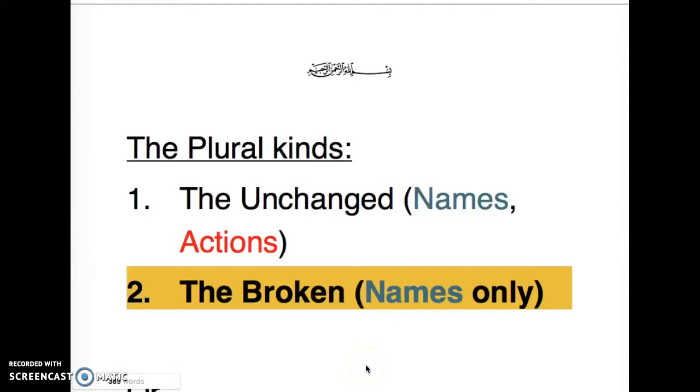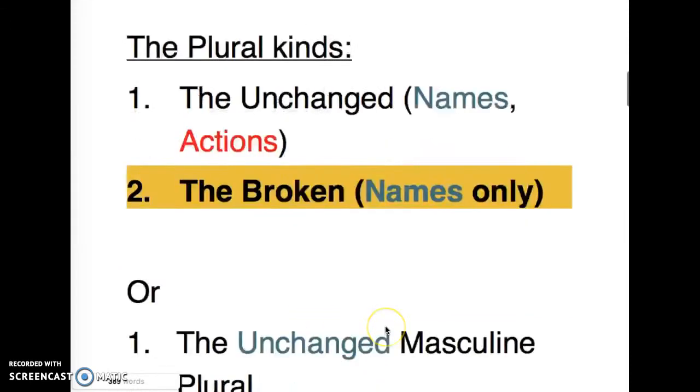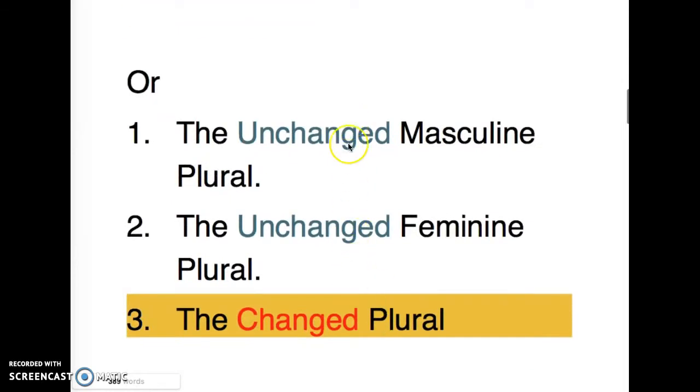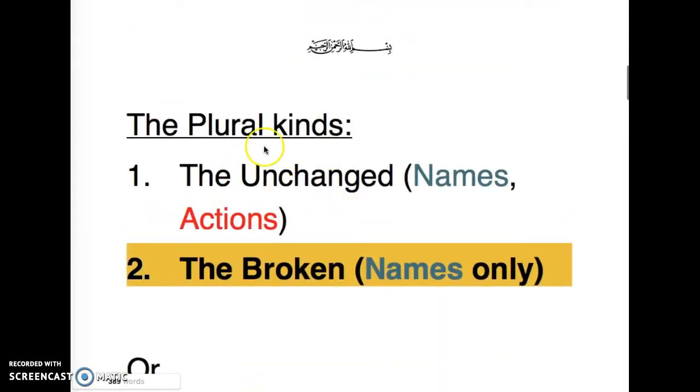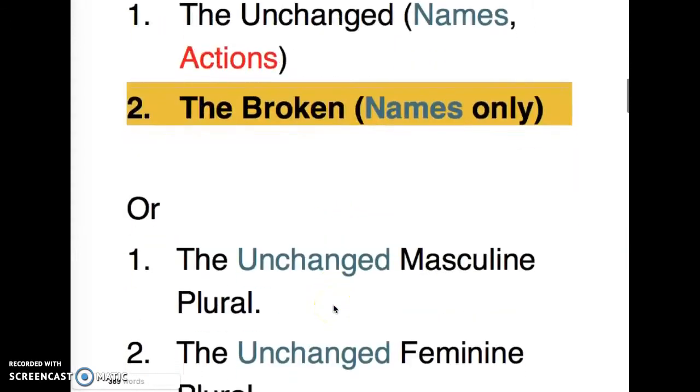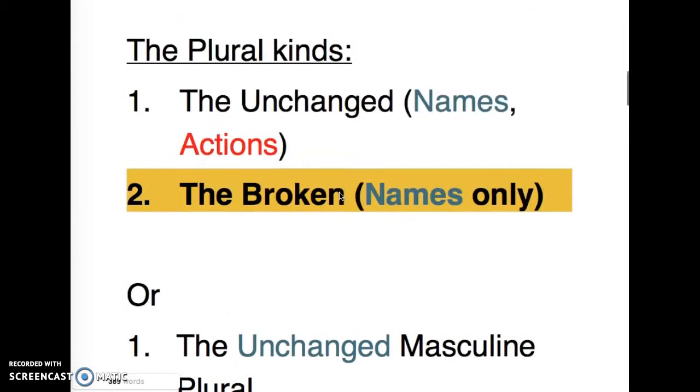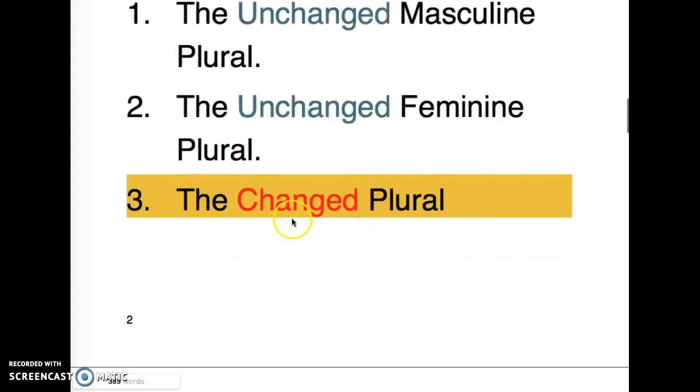Alright, continuing with the plural. As you remember, we've already done in the previous lessons the unchanged plural. Now we're dealing with the changed plural or the broken plural. And we're only doing names because there's only names when it comes to the broken plural or the changed one. If you remember, we said you can either break them into two or three. In any case, we're dealing with this one, the broken plural, or sometimes called the changed plural.